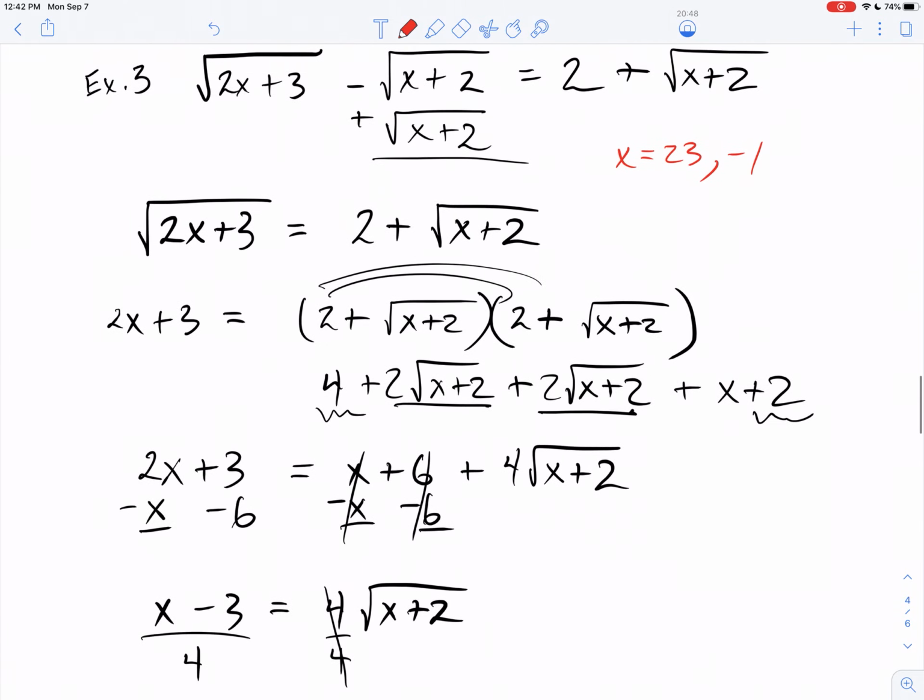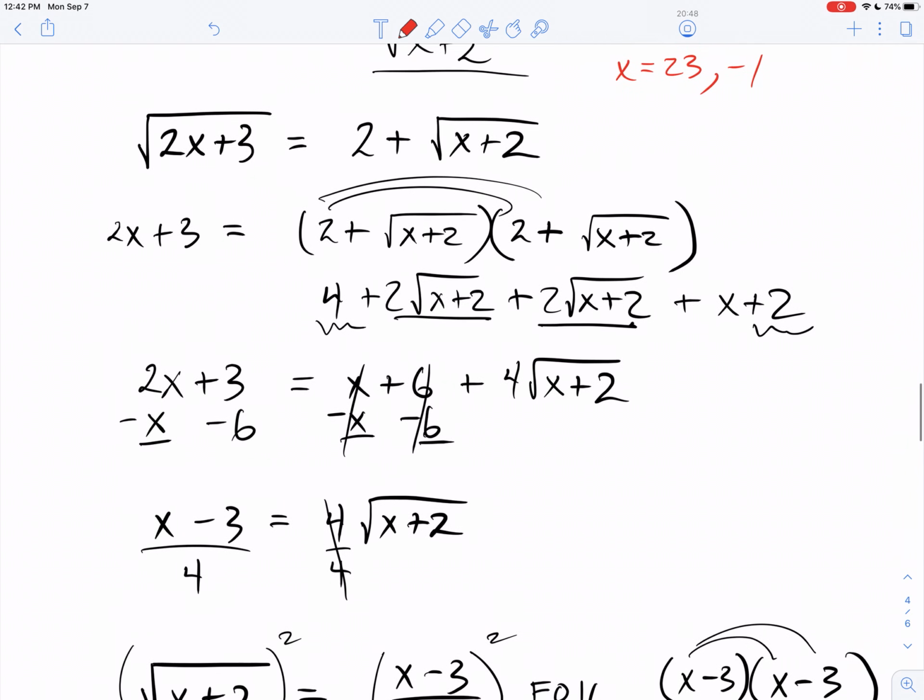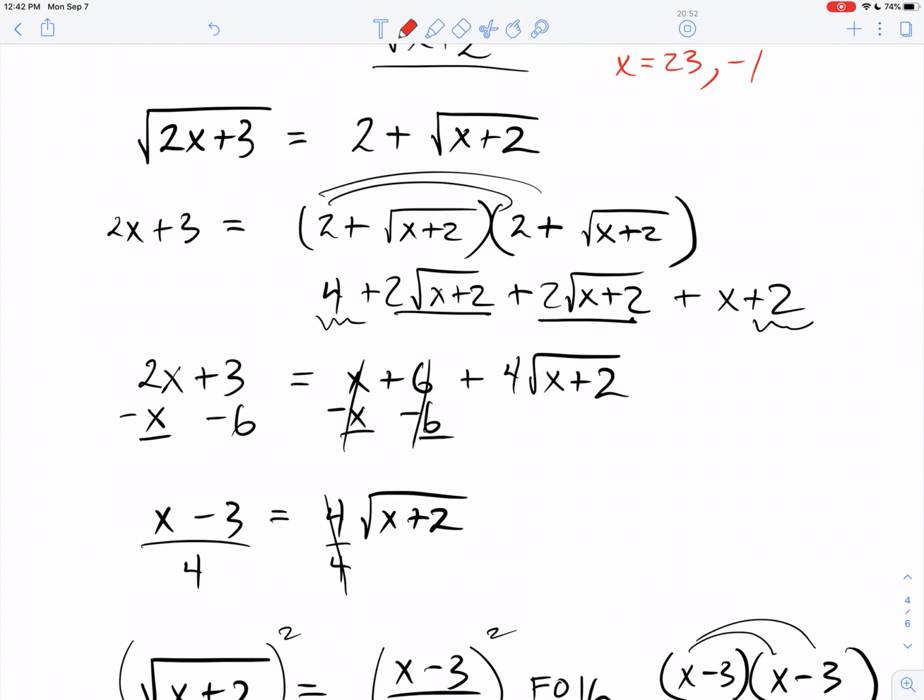So let's plug it in. If I plug in 23, 2 times 23 is 46. 46 plus 3 is 49. The square root of 49 is 7. Over here I'd have 7. So if I plug in 23, 23 plus 2 is 25. What is the square root of 25? It's 5. 5 plus 2, that's 7. That side equals that side.